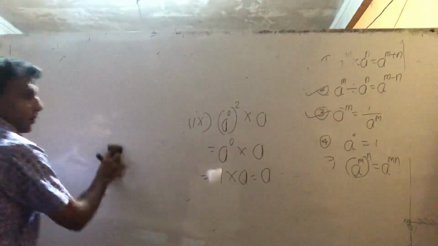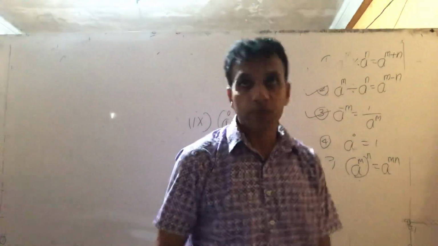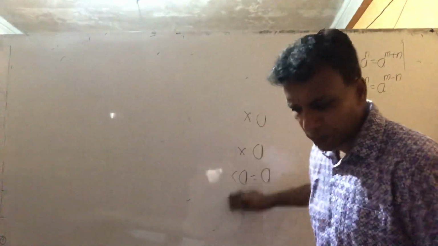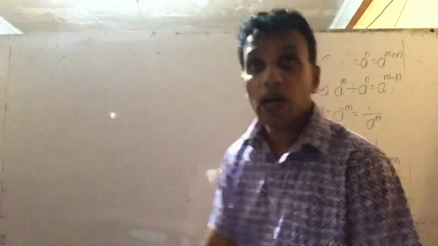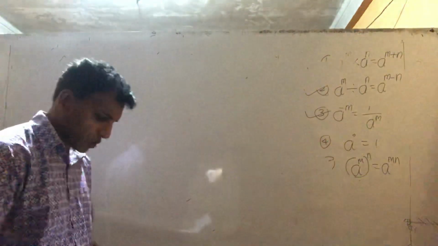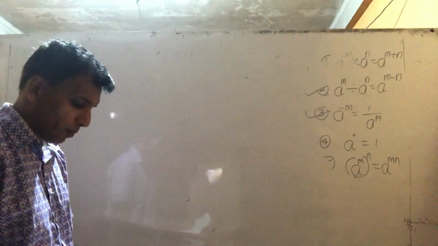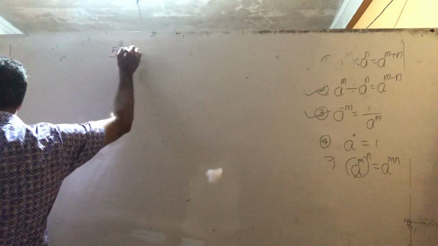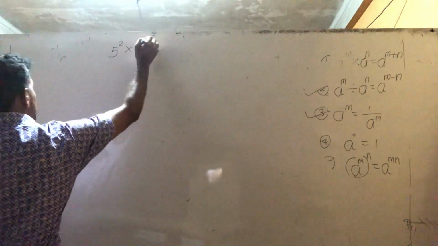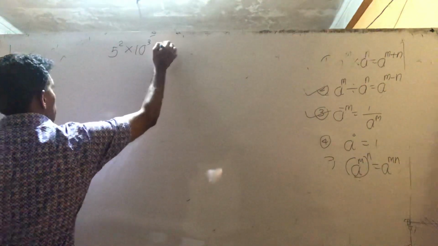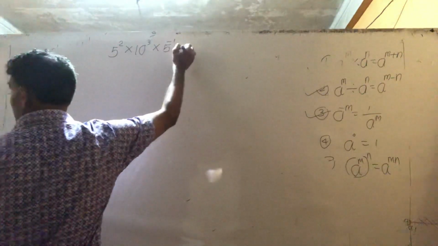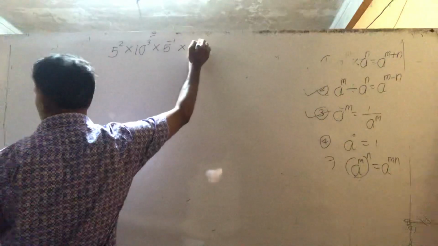Okay, that's all. I completed all the rules and the entire problems involving the rules. Next I show a few problems from the miscellaneous questions. I work not all questions, you can try it. I work some problems in the miscellaneous. 5 squared, 10 to the power 3, into 5 to the power minus 1, into 10 to the power minus 2.